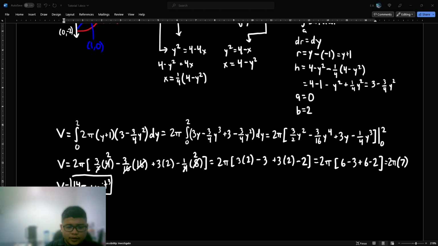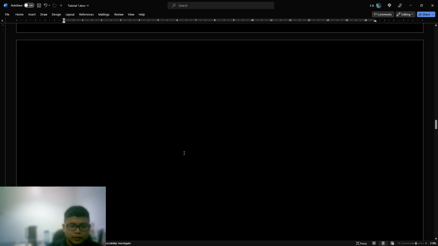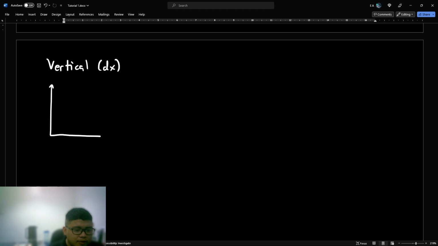Now, let's use the vertical element setup. Okay, for the vertical element, let's use a different page. For the vertical element, we are going to be forced to use dx. As you can see here, we're going to be using y equals 0 as our axis of revolution now.